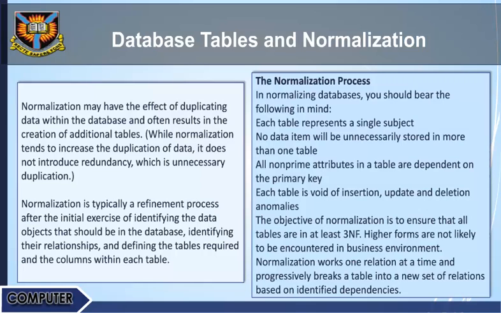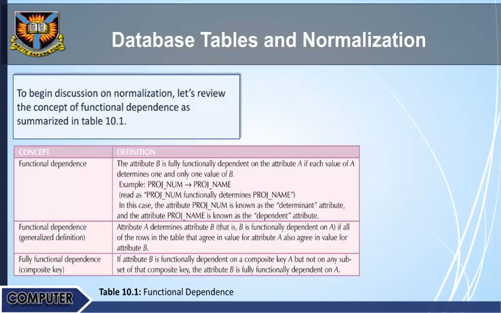Normalization works one relation at a time and progressively breaks a table into a new set of relations based on identified dependencies. To begin discussion on normalization, let's review the concept of functional dependence as summarized in Table 10.1. Concept: functional dependence. Definition: the attribute B is fully functionally dependent on the attribute A if each value of A determines one and only one value of B. Example: project number to project name, read as proj number functionally determines proj name. In this case, the attribute proj number is known as the determinant attribute, and the attribute proj name is known as the dependent attribute.